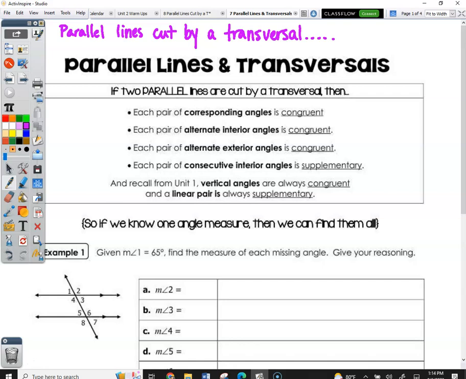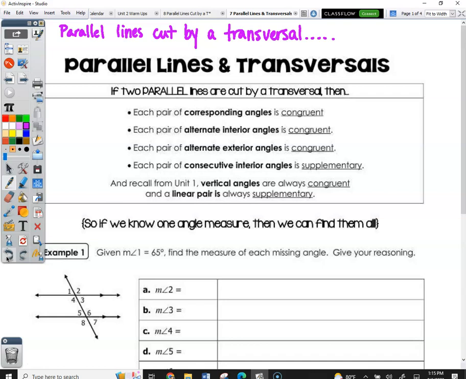If the directions say the following parallel lines have been cut by a transversal, then bam, all of this is true. Okay? Every time. Caleb, are you writing? I need you to write. I promise you've never seen it before.